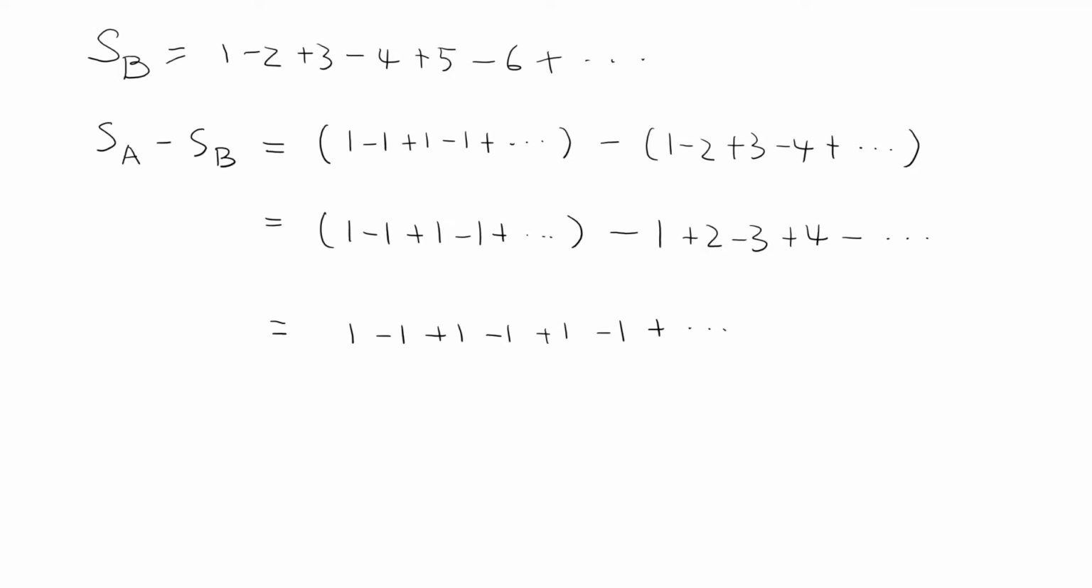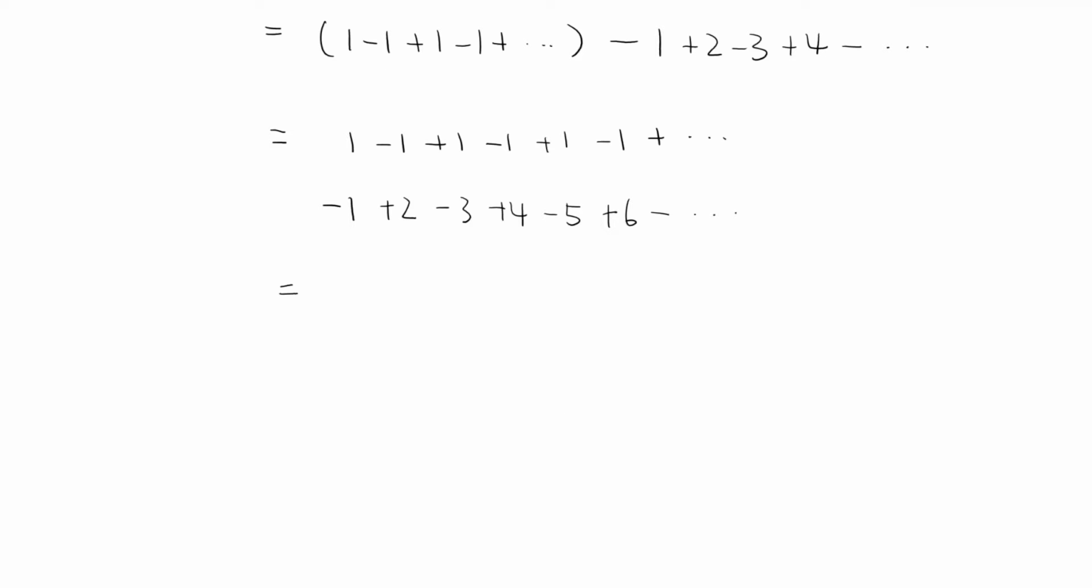Then I'm going to turn to the second row by writing S sub B as minus 1 plus 2 minus 3 plus 4 minus 5 plus 6 minus dot dot dot. We're doing the calculations of everything that's paired off vertically. So 1 minus 1, 0. Minus 1 plus 2, plus 1. Plus 1 minus 3, minus 2. Minus 1 plus 4, plus 3. Plus 1 minus 5, minus 4. And then plus 5. So you can see the pattern.